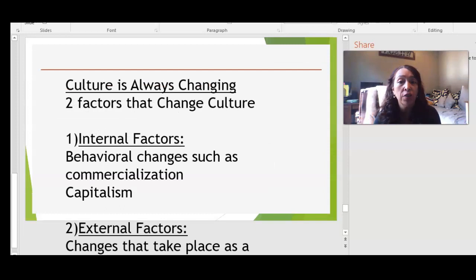Culture is also always changing. There's two factors, internal and external factors. An internal factor is a behavioral change, such as capitalization or commercialization, that says, okay, we've changed from trading to now going into stores and shopping. External factors are factors where change is going to take place if there's a change in the environment. So let's say there's a drought, right? That's an external factor, a drought. We have to take shorter showers. We're going to let our grasses turn brown. We're going to use refillable water containers. We're not going to overuse water, right? There's going to be certain things. It's a response to a change in the environment.